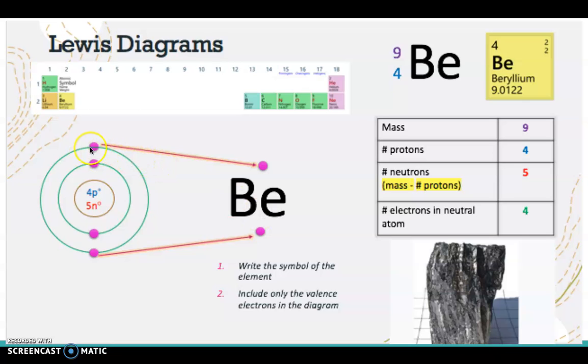So let's say if there were 4 electrons found in the outer valence shell, then you would draw 4 electrons here. If there were 7 electrons found on the outer valence shell, then you would draw 7 electrons for your Lewis diagram. You wouldn't include the electrons that are found within the inner orbits. Hopefully that makes sense.